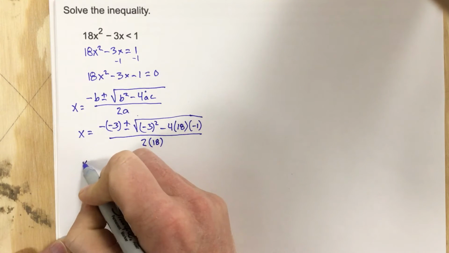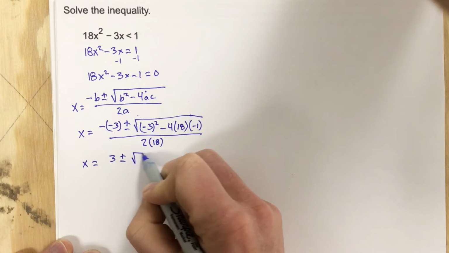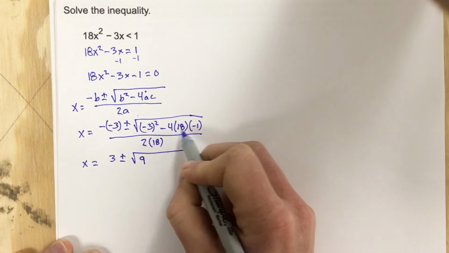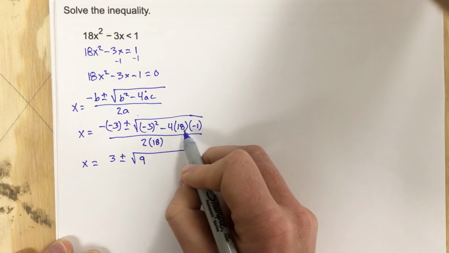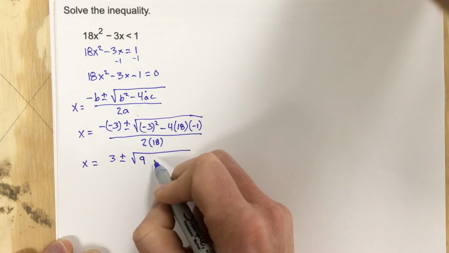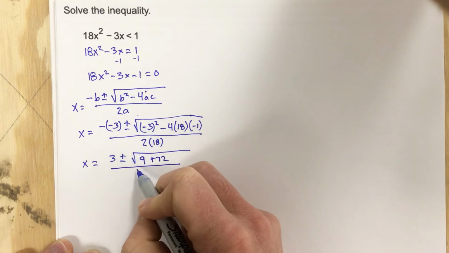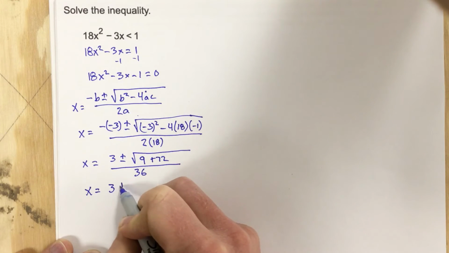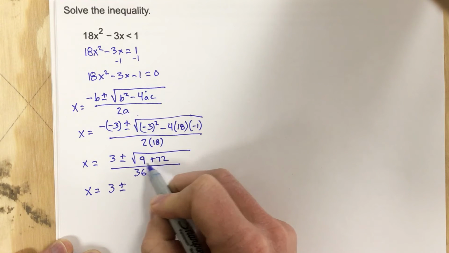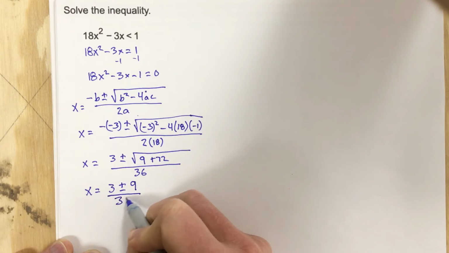Let's go ahead and evaluate this. This will be 3 plus and minus the root of 9. This will give you positive, because negative times negative is a positive number. And 4 times 1 is 4, and 4 times 18 is 72, so plus 72, all over 2 times 18, which is 36. And we get x equals 3 plus and minus, this will be 81, and the root of 81 is 9, over 36.